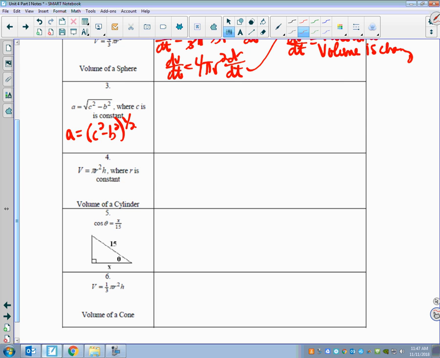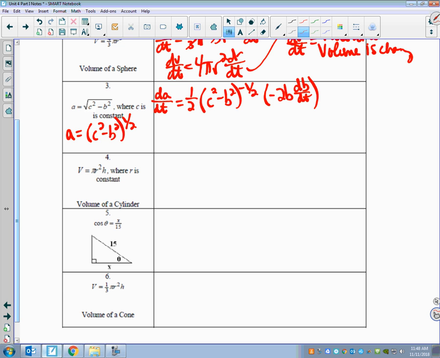So if I took the derivative of this, this would be dA over dt equals, this is a chain rule, so this would be 1/2. Leave the inside alone, so c squared minus b squared to the negative 1/2. And then I have to go back and take the derivative of the inside, but c is a constant, so the derivative of a constant is just 0. So this would just be negative 2b dB over dt.